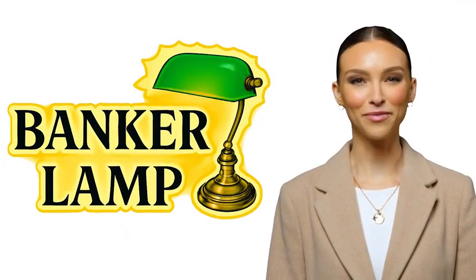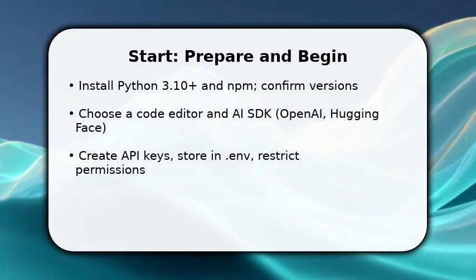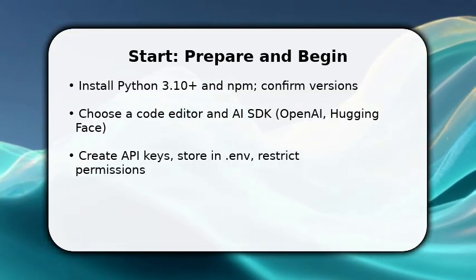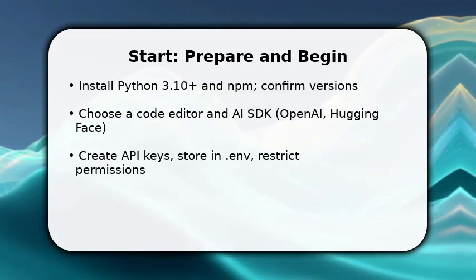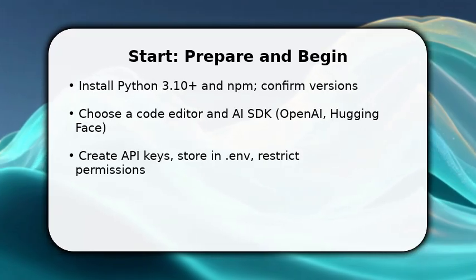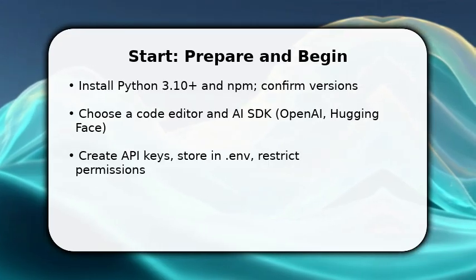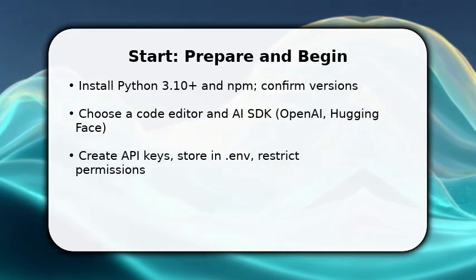Please enjoy the video. You start by combining the essentials and taking the first actionable steps. Install Python and Node, pick an editor, and get an AI SDK. Once done, generate API keys and save them in an env file so your code can access models securely. Make sure to enable minimal permissions and billing alerts.